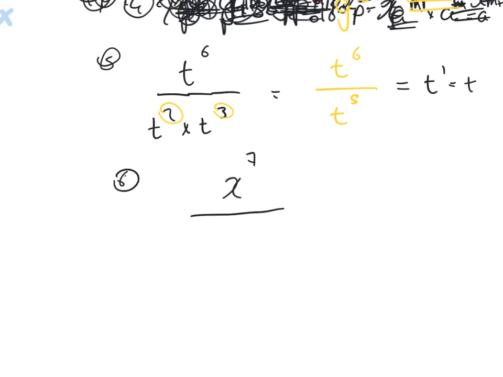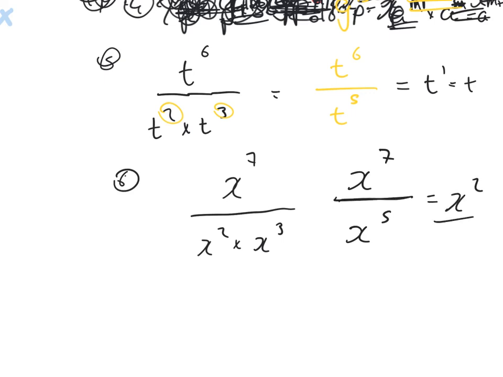Take down example 6. X to the 7 divided by x squared times x cubed. Nothing to do up top, so let's take care of the bottom. And that's going to be x to the 7 divided by, add the powers, x to the 5. 2 plus 3 is 5. Now I do the subtraction because I'm doing the division. 7 take away 5 is 2, x squared.